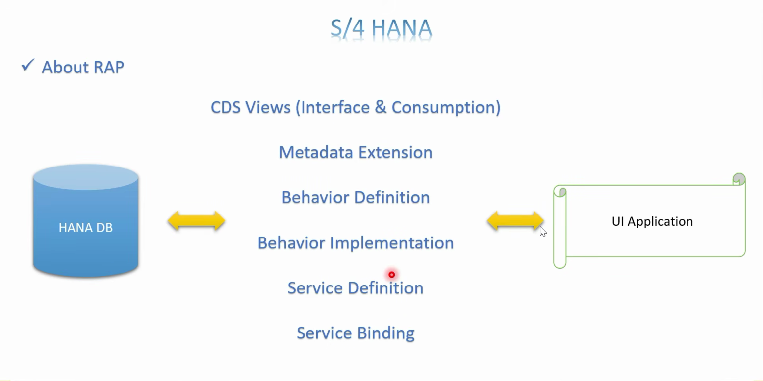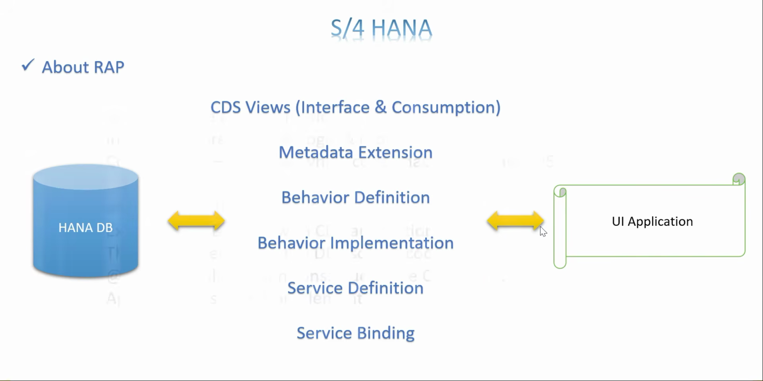These are the steps to be followed if you want to generate a UI application with the help of Fiori elements using a RAP model. The first is that you need an interface and consumption view of CDS. So you need a CDS, that is the very base. On top of it, we create a metadata extension. Then we create two things, the behavior definition and behavior implementation. Once this is done, you have the service definition and service binding. Once you follow these steps, you are good to go and your data is ready to display in the UI application with the help of Fiori elements.